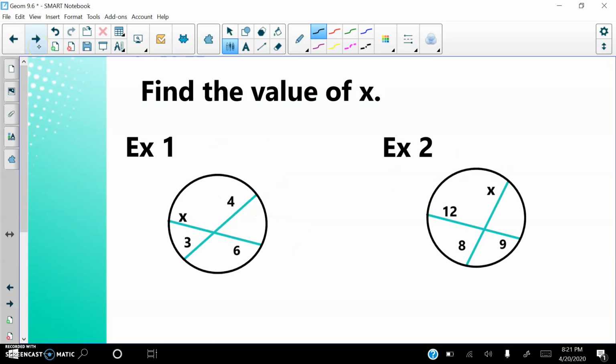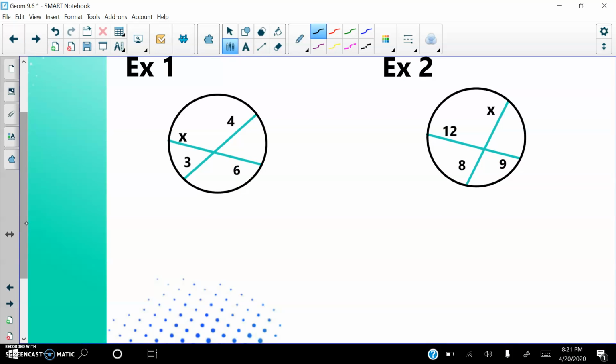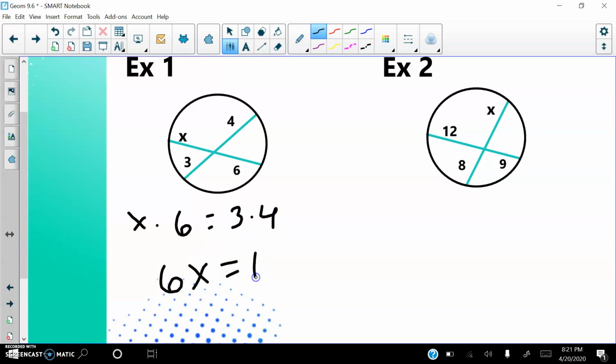So if I look at number one, it's got to be on the same line. So 6 times x is equal to 3 times 4. So 6x is equal to 12. And we get x is equal to 2.